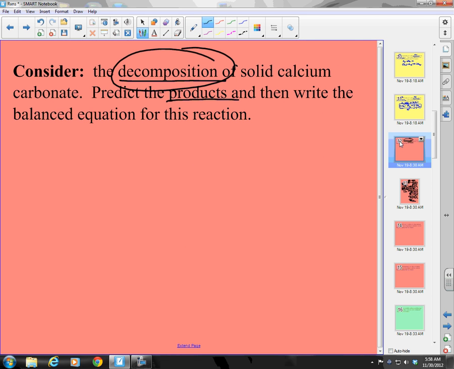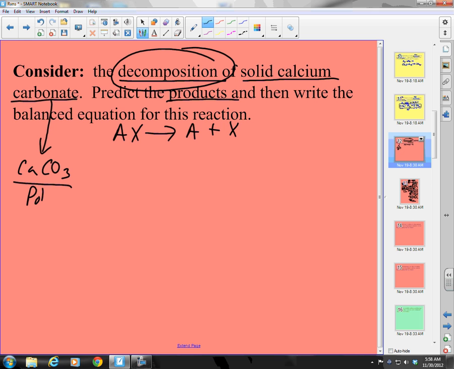Consider the decomposition of solid calcium carbonate. Okay, what do we have here? Solid calcium carbonate. It's a decomposition, so I know it's going to be one thing that breaks down into two things. How would I characterize calcium carbonate? Well, carbonate is what? CO3, CaCO3. That is a polyatomic ionic.